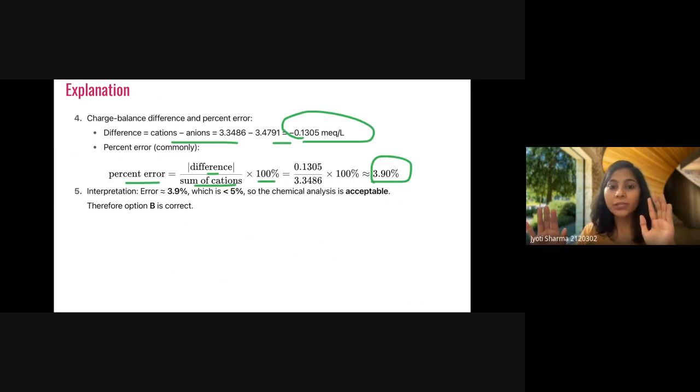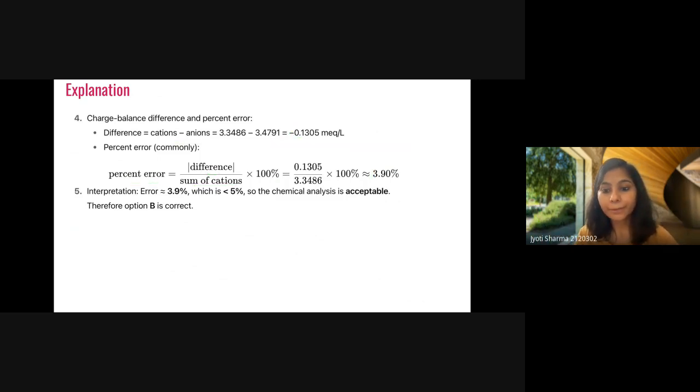What you just need to do is calculate from mg per liter to milli equivalent per liter. You have to do the summation of cations, the summation of anions, subtract them, calculate the percentage error, and this is how you can tell whether your analysis is correct or not, because anion and cation should be equal. Okay, yeah, I think this is clear.